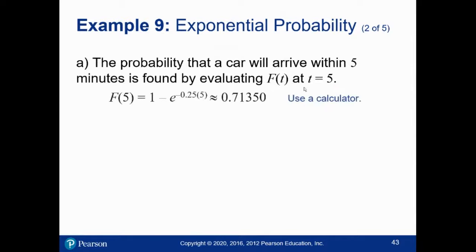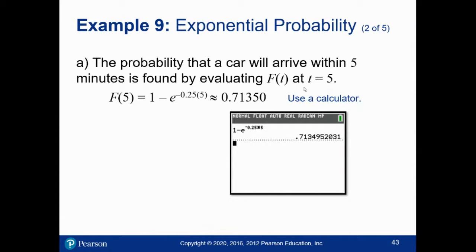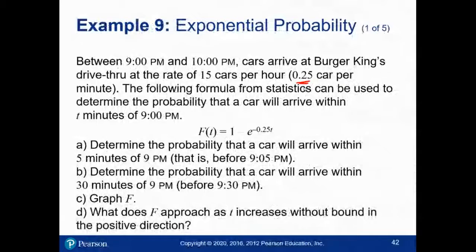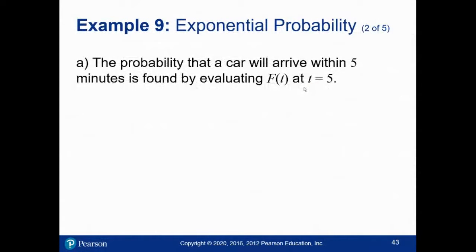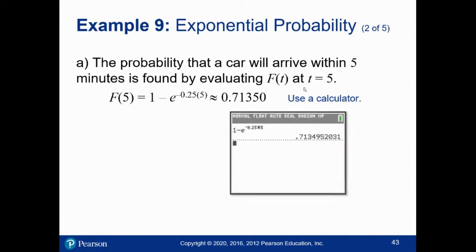So if you plug in t equals 5, it's about 0.71. The probability of a car arriving within 5 minutes is about 71%. Okay, they arrive at a rate of 15 cars per hour, right. So on average, they're arriving at a rate of 1 every 4 minutes. So if I wait 5 minutes, I'm 71% likely to have seen a car.